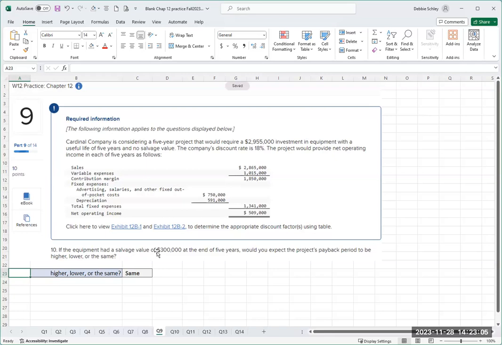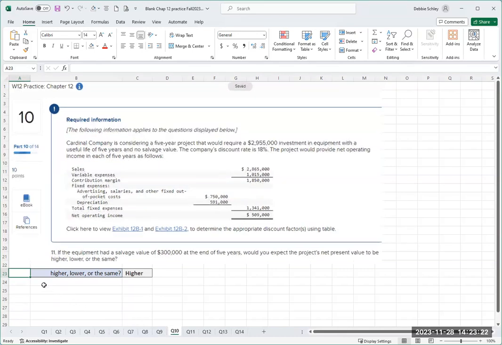If the equipment had a salvage value of 300,000 at the end of 5 years, would you expect the project's payback period to be higher, lower, or the same? It would be the same because payback period does not have anything to do with salvage value. That doesn't affect it. And if the equipment had a salvage value of 300,000 at the end of 5 years, would you expect the project's net present value to be higher, lower, or the same? It would be higher because remember that salvage value gets added back into your cash flow at the end of the 5 years. And so that would increase your net present value.